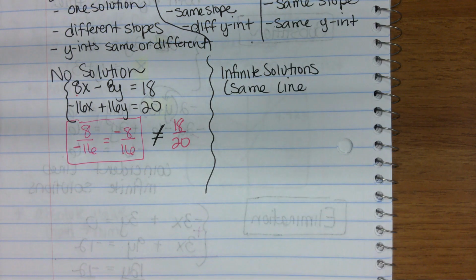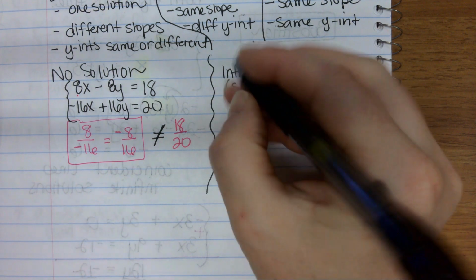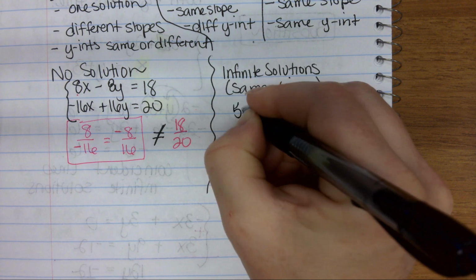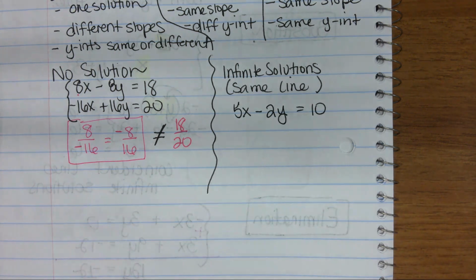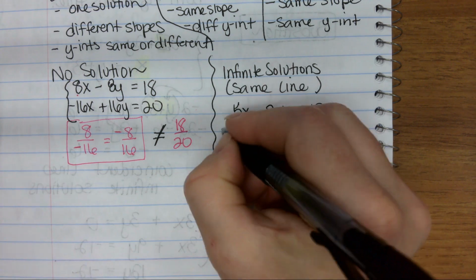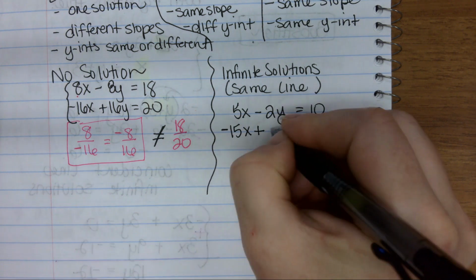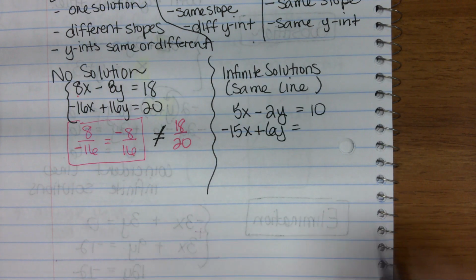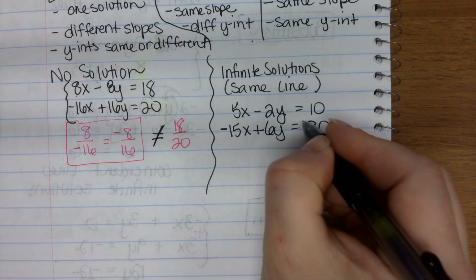Okay. In a situation like this, let's see if I can give you one. You did one yesterday in your homework. I can finagle this one. 5x minus 2y equals 10. And then negative 15x plus 6y equals negative 30. Okay.